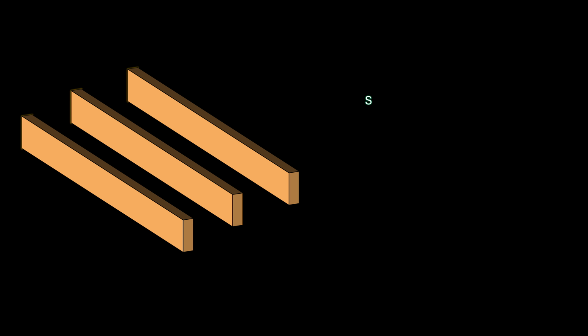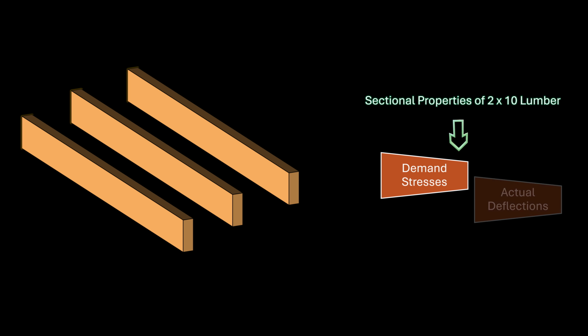We will begin by first determining the sectional properties of a 2x10 piece of lumber. Later on, we will use the sectional properties to determine the demand stresses and actual deflection.